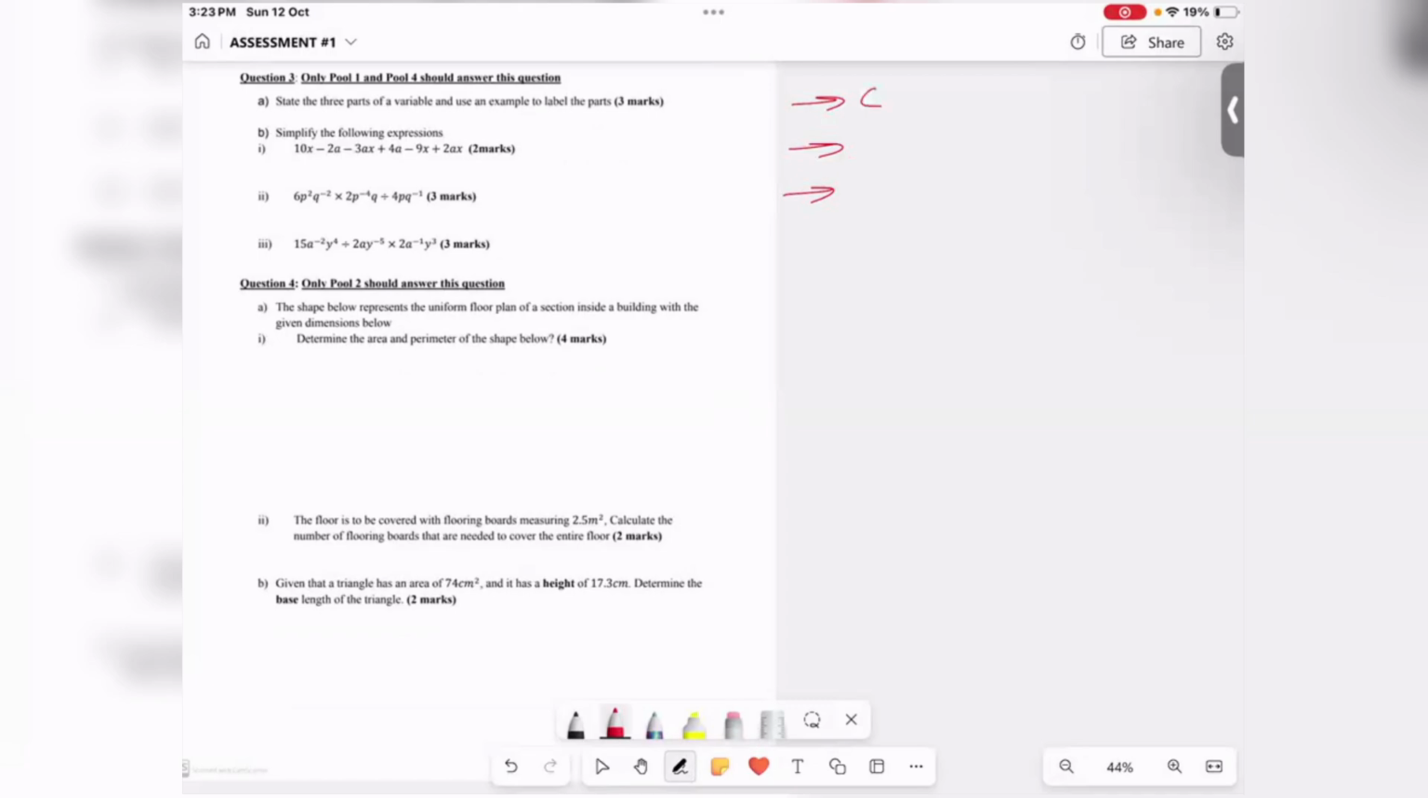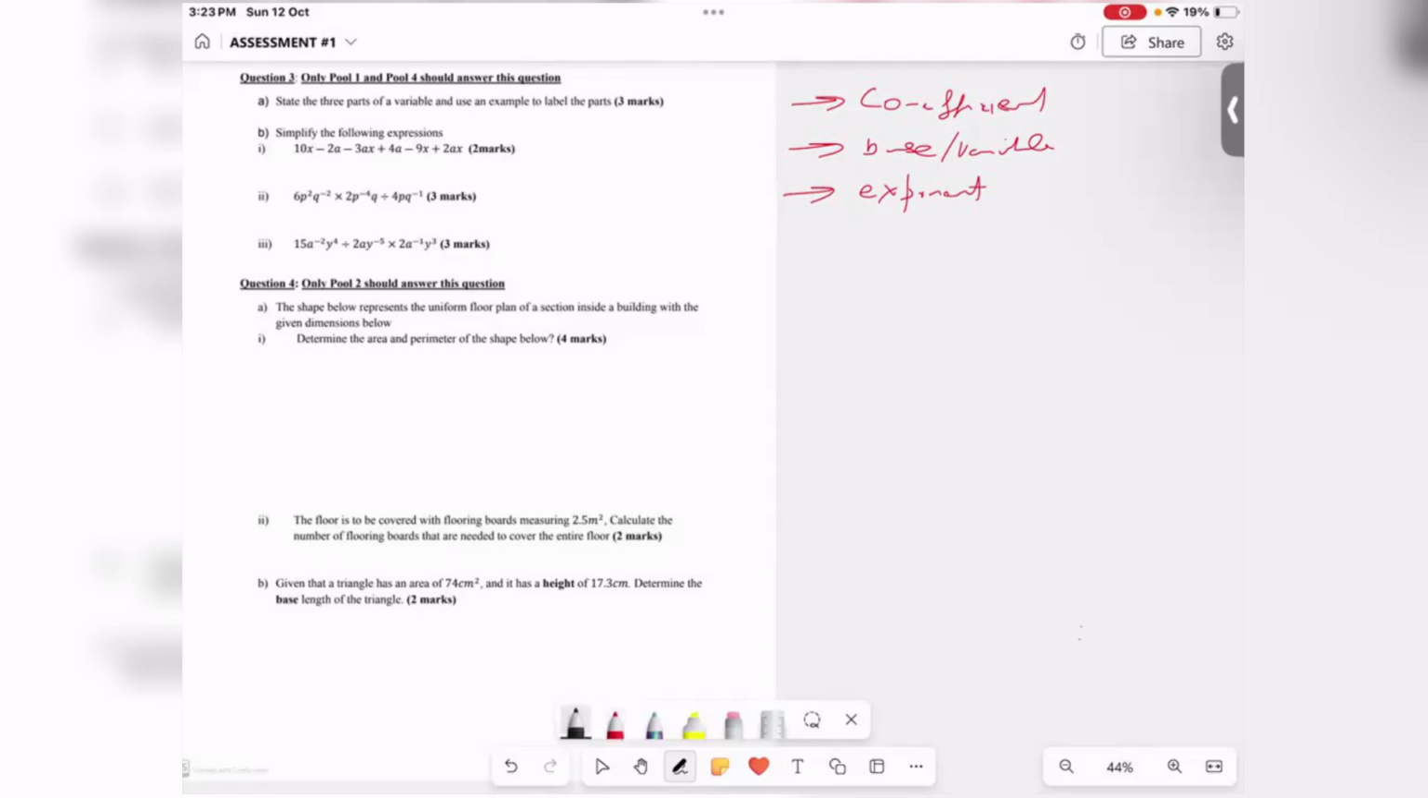So we know that the three parts of a variable are one, the coefficient, right? And then the second part would have been the base or the variable. And the last part would have been the exponent, right? They're in no particular order, right? So that would have given you half a mark each, just by giving me the answer.